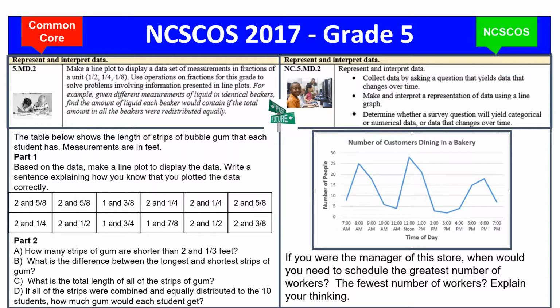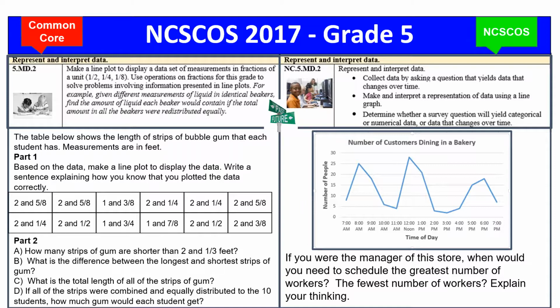5.MD.2 is one of the most dramatically changing standards in grade 5. Originally, this standard involved measuring and recording the measurement data in a line plot. Data was recorded to the nearest eighth of an inch. NC.5.MD.2 focuses on collecting data that changes over time, representing that data in a line graph and interpreting the data based on the line graph. The task shown here represents the interpreting aspect of this standard.